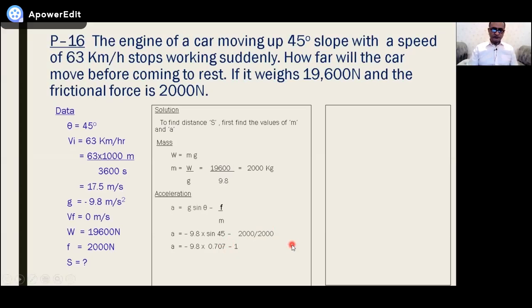Now, multiplying 9.8 by 0.707 will give you minus 6.928. Adding these two values will give you minus 7.928 meter per second square. So it's the acceleration. Clear?